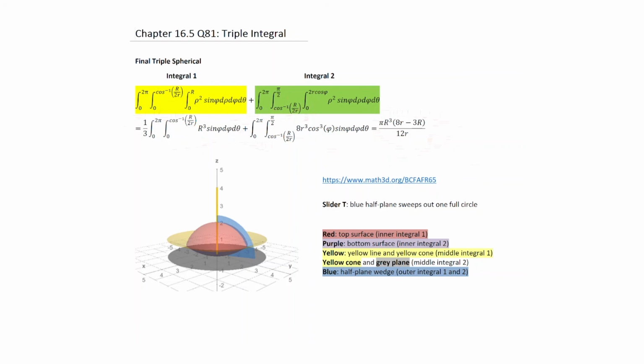If you would like to look at a picture of this, you can. For instance, the top surface, which is the inner integral, is red. Purple is the bottom surface, this integral 2. The third would be the yellow, which is a line and a cone, this one and this one. That's the middle integral of integral 1. And the yellow cone and gray plane are the middle integral for integral 2. And blue is the half plane wedge for both integral 1 and integral 2. That's for the outermost integral.